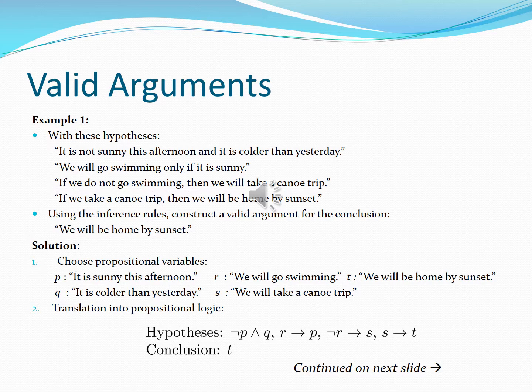Solution. Choose propositional variables. Let P be it is sunny this afternoon. Let R be we will go swimming. Let T be we will be home by sunset. Let Q be it is colder than yesterday. Let S be we will take a canoe trip.